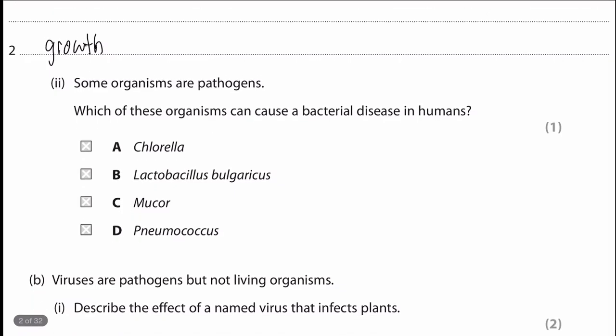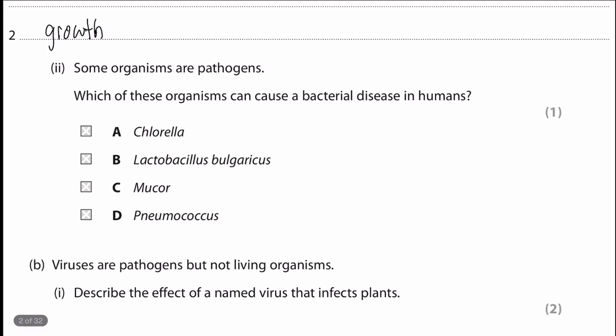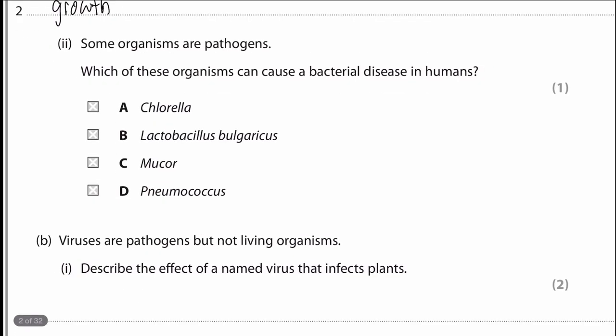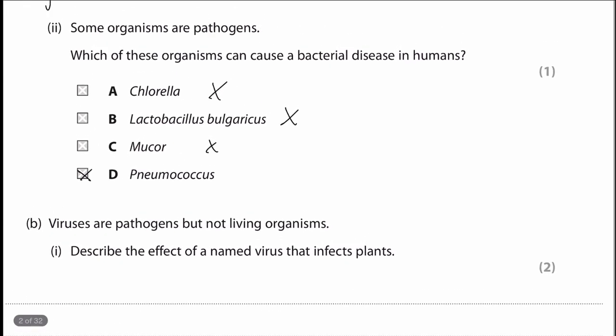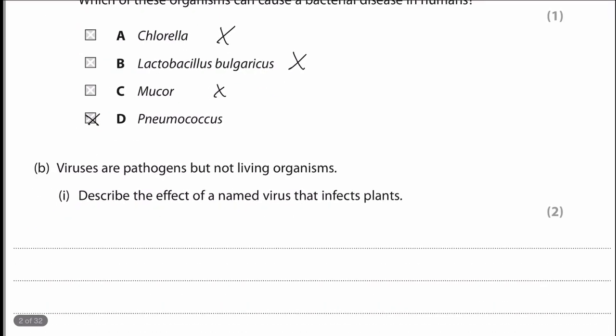Okay, 1A(ii). Some organisms are pathogens. Which of these organisms can cause a bacterial disease in humans? Chlorella, Lactobacillus, Mucor, and Pneumococcus. Now, this should be a pretty easy one. It's just based on your understanding of the syllabus, the theory. We know that it's not A because Chlorella does not cause bacterial disease in humans. Lactobacillus also does not cause bacterial disease in humans. Mucor also does not cause bacterial disease in humans, which leaves us with Pneumococcus, which is the one we should pretty easily know causes a bacterial disease in humans.